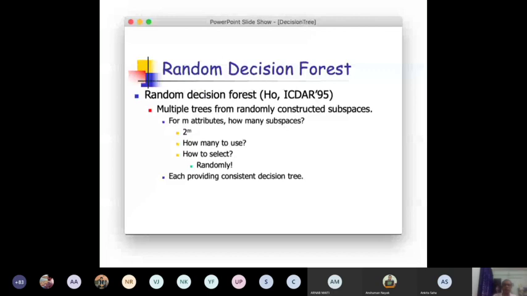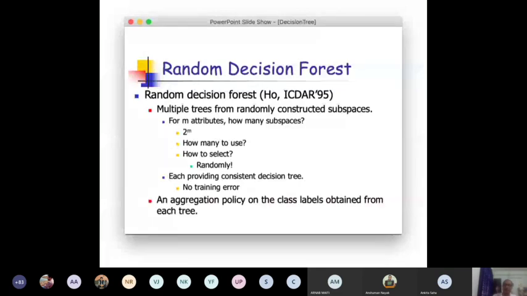And for each, you form a full tree. That means it's a consistent decision tree with respect to the training examples. Then you apply a certain kind of aggregation policy. So given an instance, each decision tree gives certain class labels. It's a classification tree, for example. And then there are various aggregation policies like voting or average posterior probability of a class, etc. So you can compute them and apply them to take a decision.